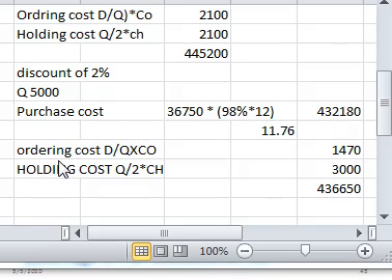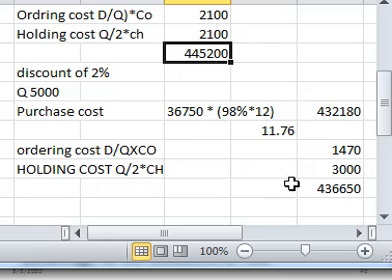Now ordering cost, the demand divided by Q, times CO. Now demand is still 36,750, but what is changing is Q. Our Q is now 5,000, times CO, and then you get this. Then holding cost, still you have Q. Q is changing, which is this, divided by 2, then times CH, which is still 1.2, and then we get this.